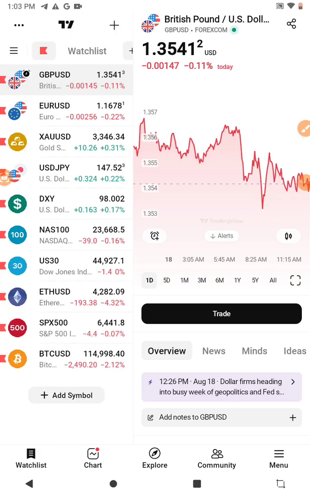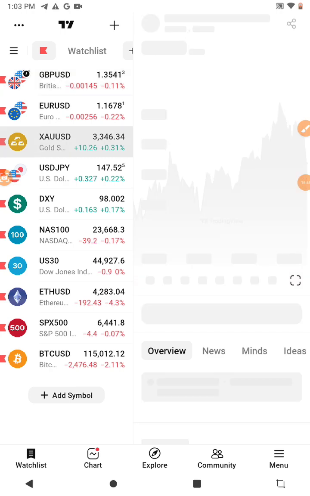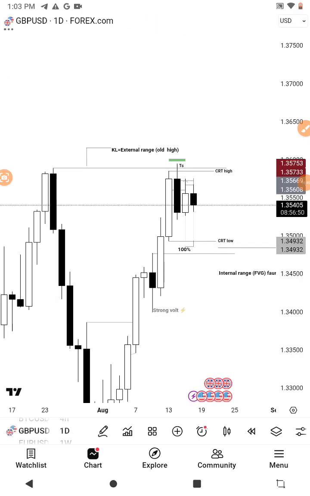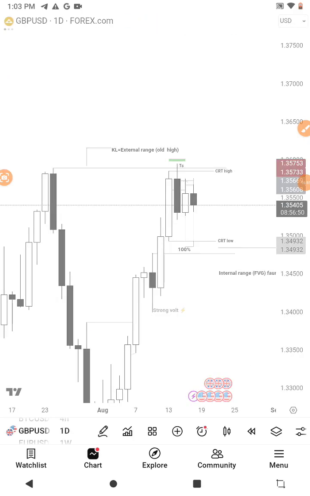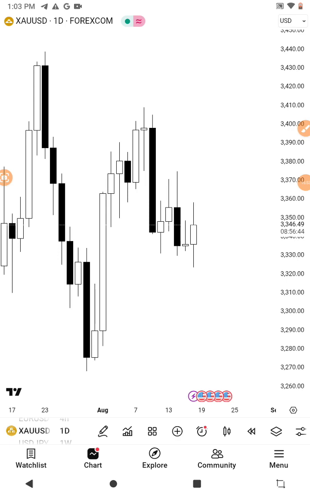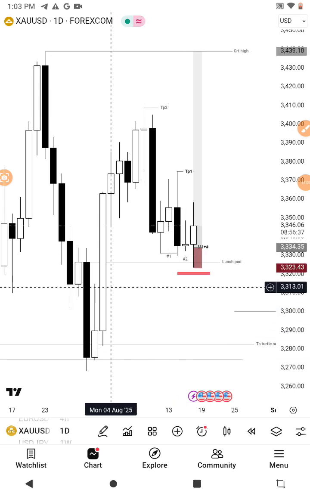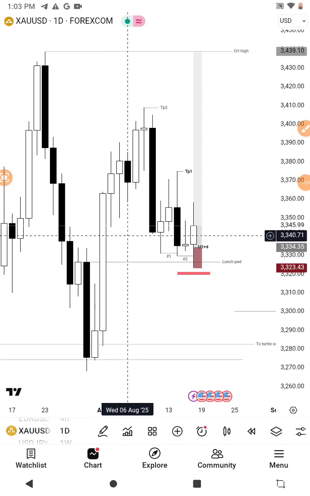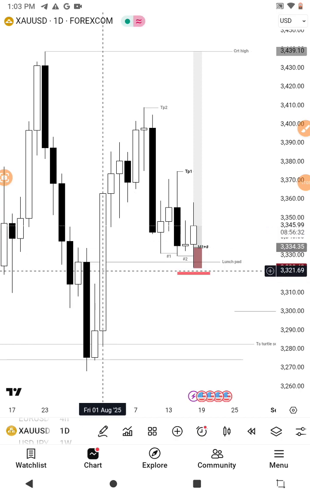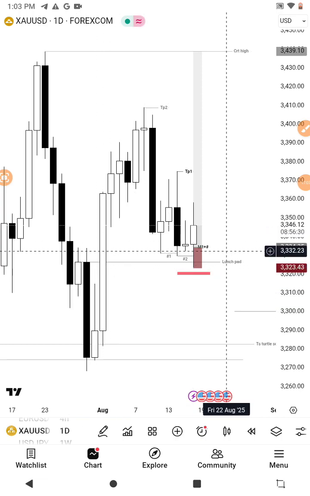Order block. Let's go down to gold. Let me give you an example. I'm just trying to show you this is a live trade. So this is a live trade on gold. Look at gold. Order block. The order block should be clean. Order block CRT.